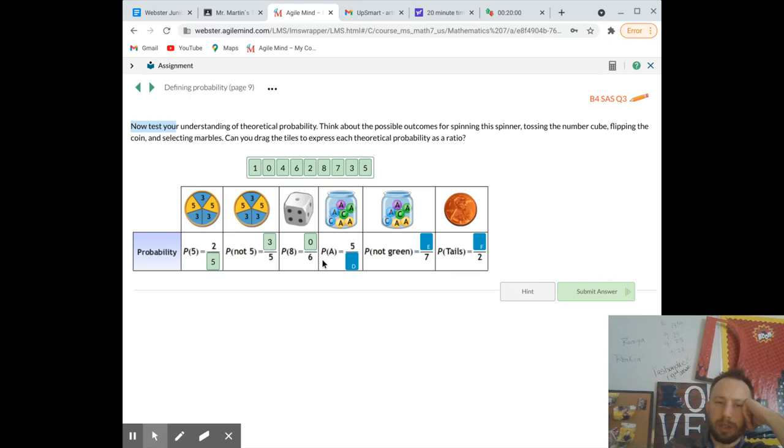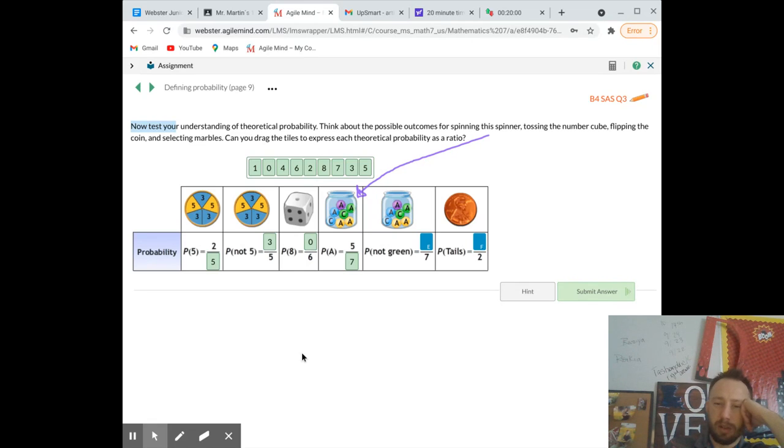Look at this next one. We got the probability that we'll select an A. What do you think, Zayden? What's the probability that you'll select an A out of this jar right here? Zayden's playing Fortnite. Somebody help him out. 5 out of 7. All right, so it's 5 out of how many? 7. Yeah, we got 7 of them.